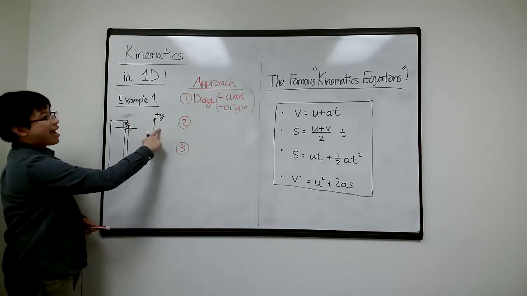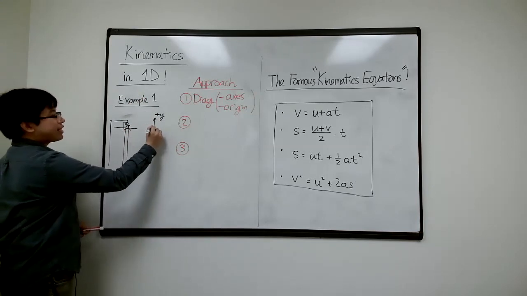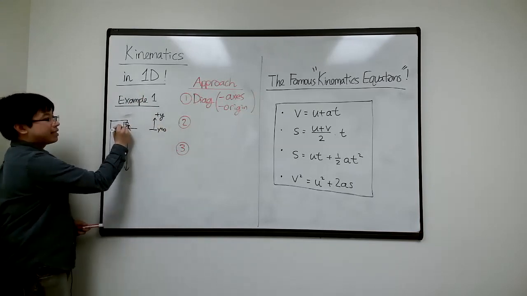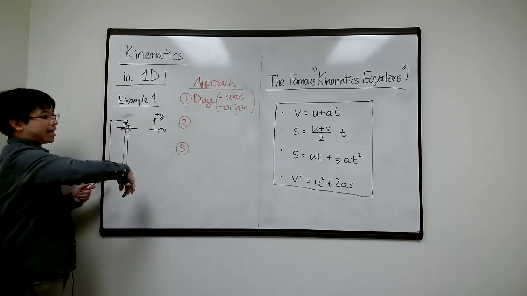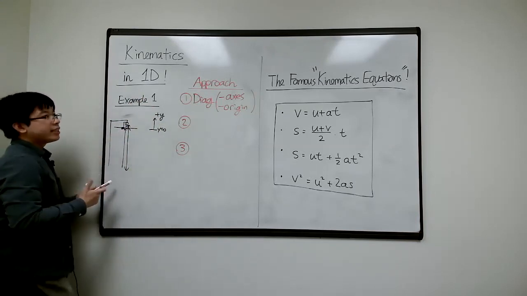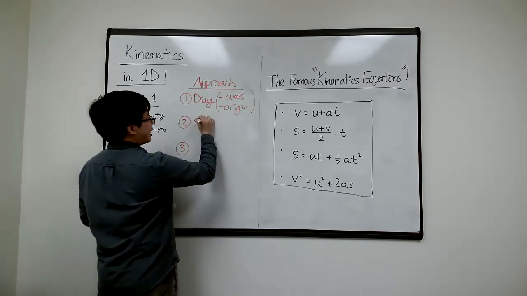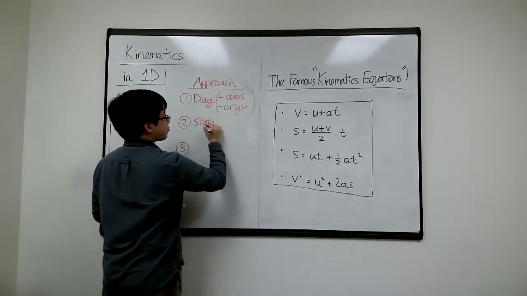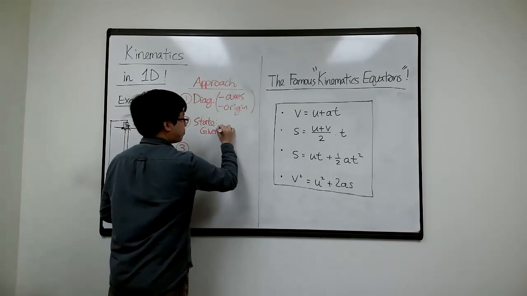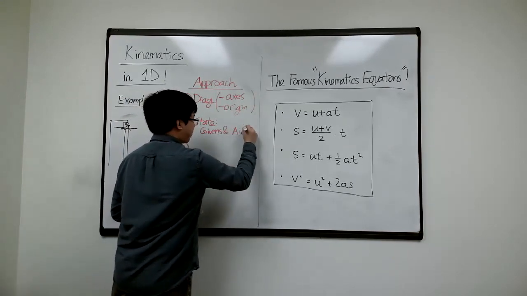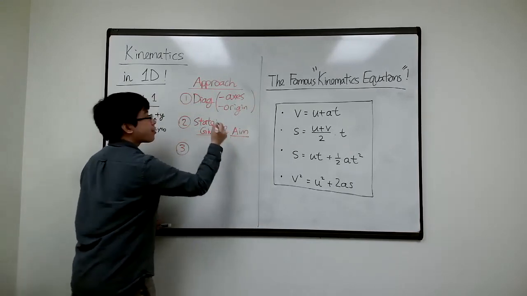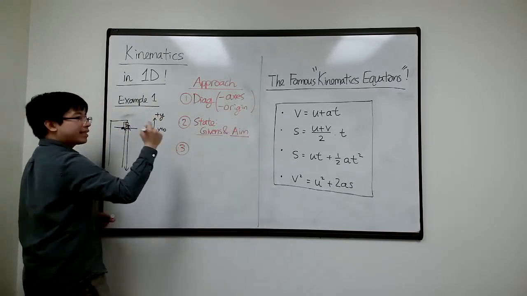Notice I have my axis, the y direction, and I also have this point where I call y equals 0. That's my origin, because when we describe positions, we need the origin as well as the axis. The second thing is to state all the givens and your aim. Don't do just the givens, do both. So: axis and origin, then the givens and aim.